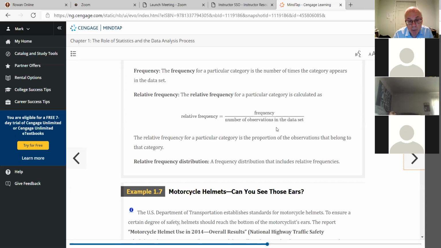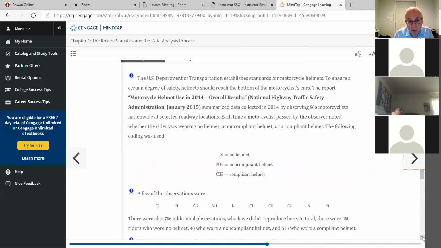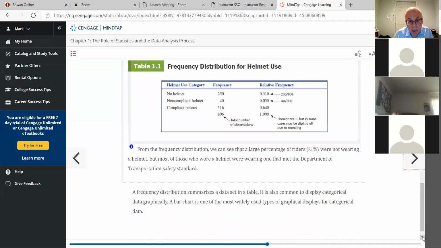It's just the frequency divided by the total number of observations in the data set. Okay? Very straightforward. You should all know how to calculate a relative frequency if you're given a frequency. We give, again, examples of frequency distribution table for categories. Here are three categories. Here are the counts. Here's the total number of observations, 806, and then here are the relative frequencies.